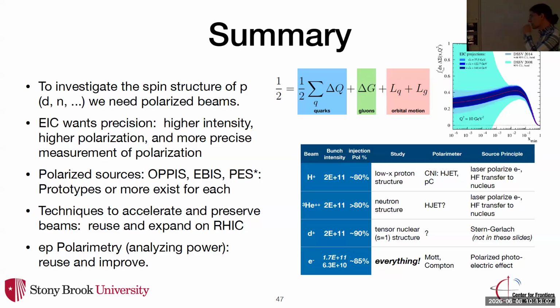We have the techniques to accelerate and preserve the beams. That's the Siberian snakes. We have to expand on these. We need more snakes in the EIC than we needed at RHIC. And we have the electron-proton analyzing power, which is getting there. And these are our various sources. I'm going to leave it there and open it to any questions you might have. Thank you.